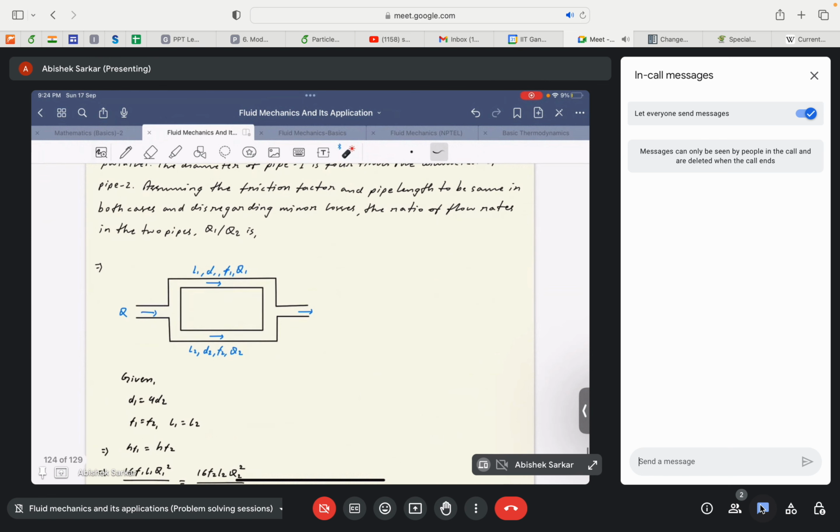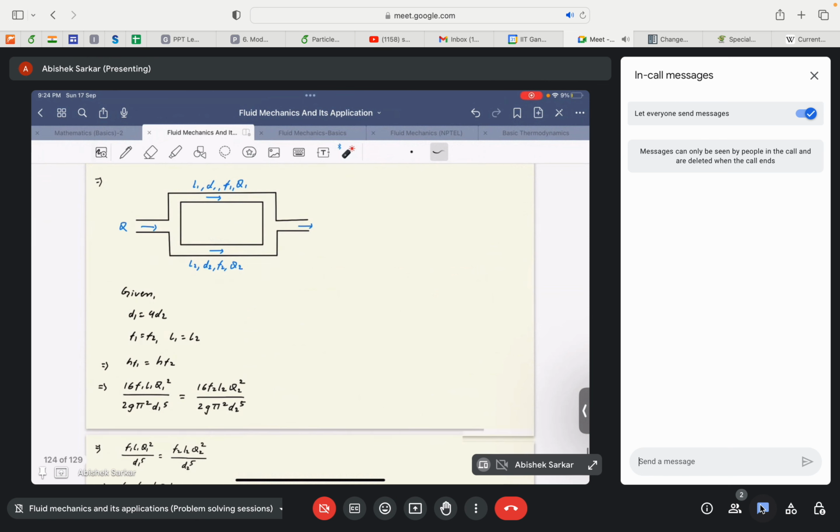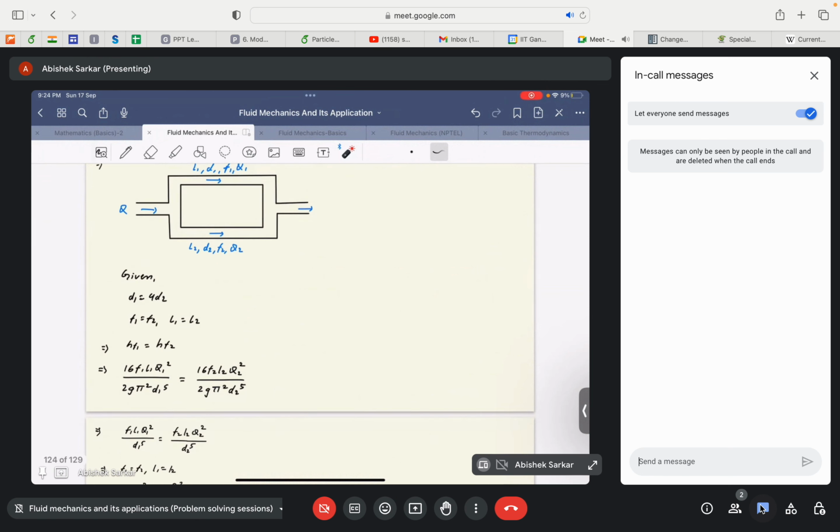Okay, so it is given that, in the piping network, D1 is equal to 4 times D2, F1 will be equal to F2, and L1 is equal to L2. So we know that HF1 is equal to HF2. So again we simplify the expression in terms of volume flow rate and the diameter.